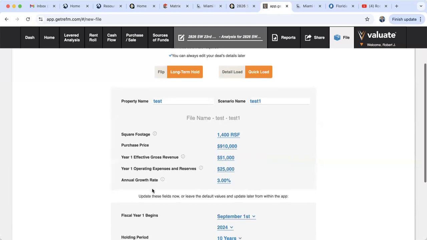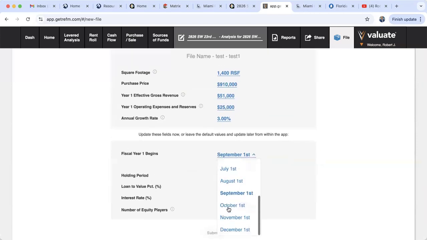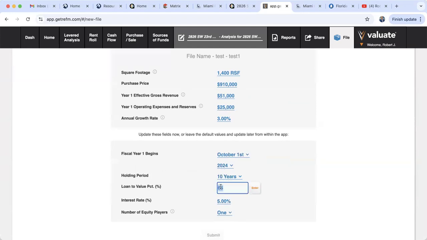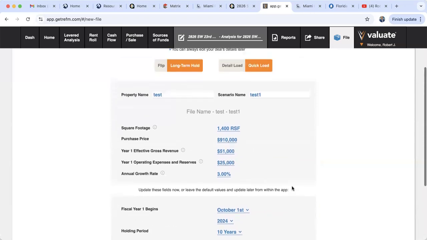Year one. October 1st is our purchase date. And we're gonna hold it for 10 years. We're gonna finance 75% at a 7% interest rate. So I'm gonna check my numbers again, make sure we don't get any mistakes done here.